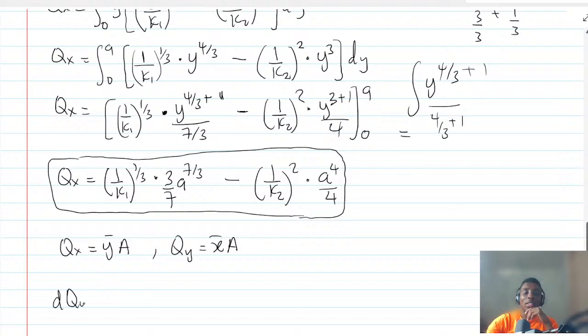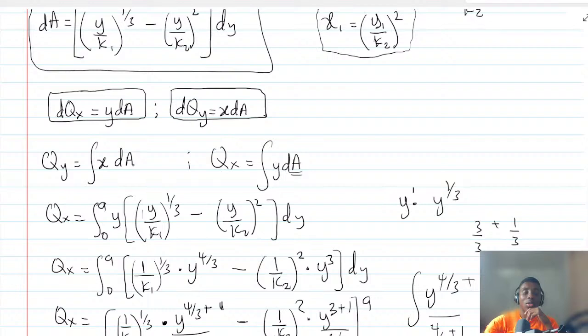So we know that dQy will be integral of what? x dA, right? So dQy will be the integral of x dA. Right now we have done y dA, so now we need to do x dA. All right.